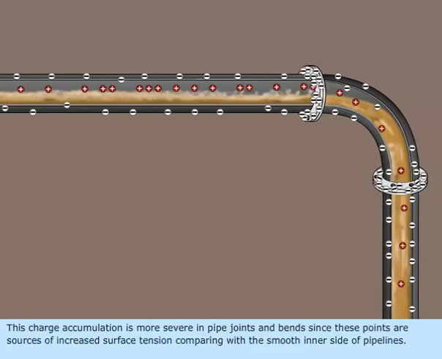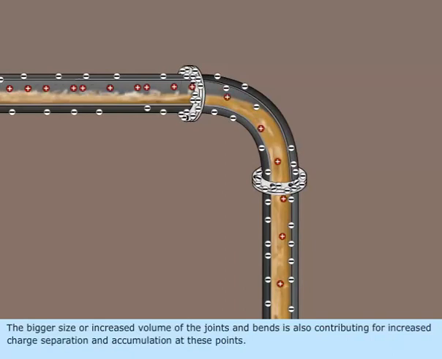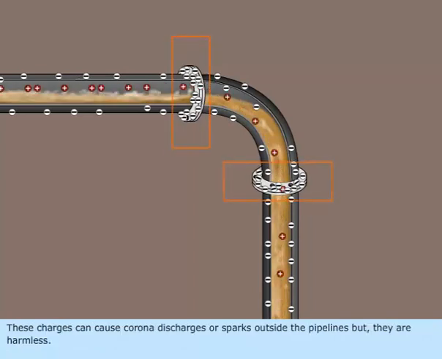This charge accumulation is more severe in pipe joints and bends, since these points are sources of increased surface tension compared with the smooth inner side of pipelines. The bigger size or increased volume of the joints and bends is also contributing to increased charge separation and accumulation at these points. These charges can cause corona discharges or sparks outside the pipelines, but they are harmless.